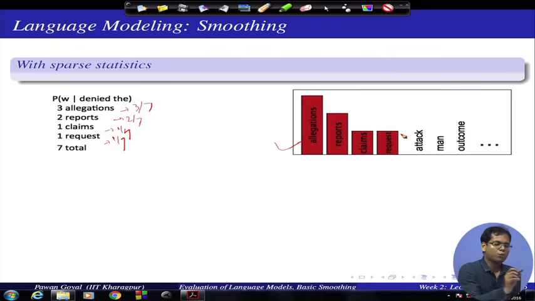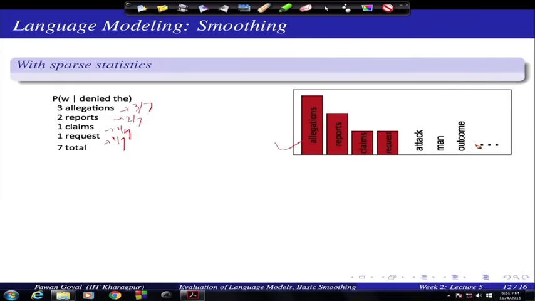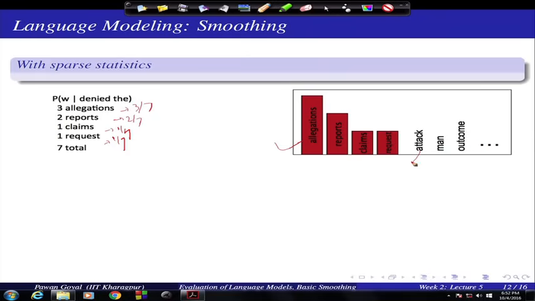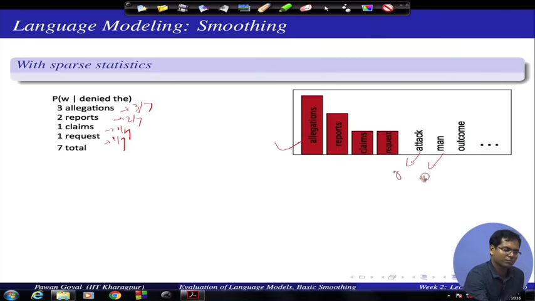Now what about the probabilities for the other trigrams, like denied the attack, denied the man, denied the outcome? These are also very feasible trigrams. But here we will assign a probability of 0 to all of these. Now what is the idea of smoothing? The idea of smoothing is, can I take some probability mass from each of these 4 words and assign that to any other word that I have not seen in my training data?